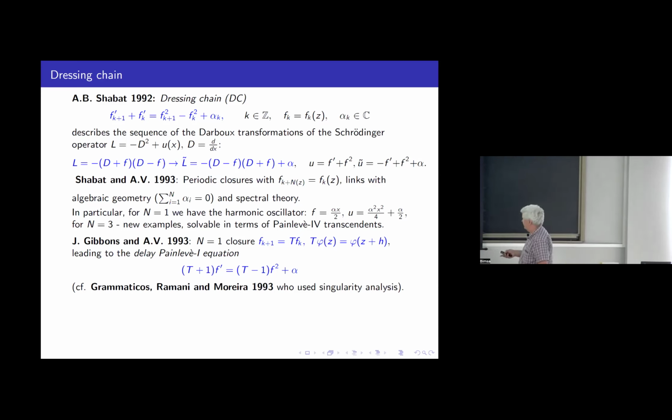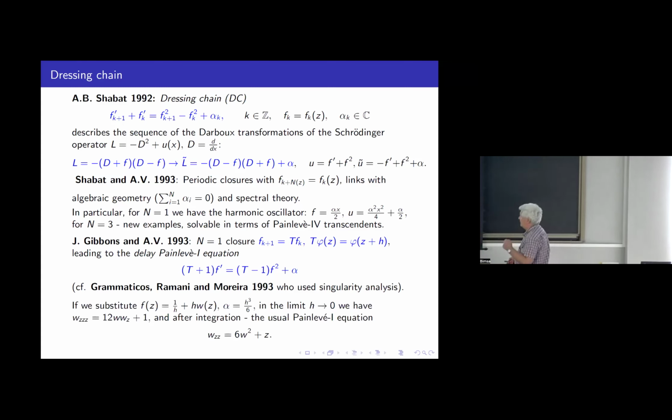That's what we want. And at the same time, Grammaticus, Romani, and Moreira derived a class of equations using singularity analysis. And one of the families was a generalization of this, right? So this equation appeared independently, in a completely different way, as a result of classification of certain types of delay equation, right? So, and there is another interpretation.